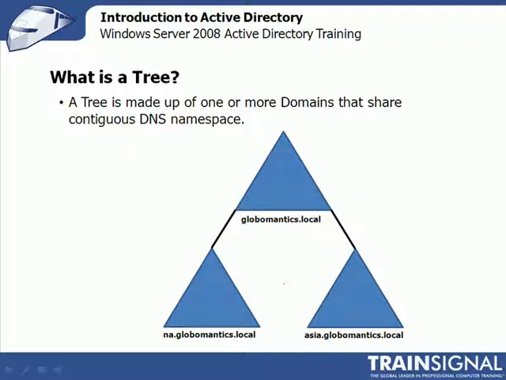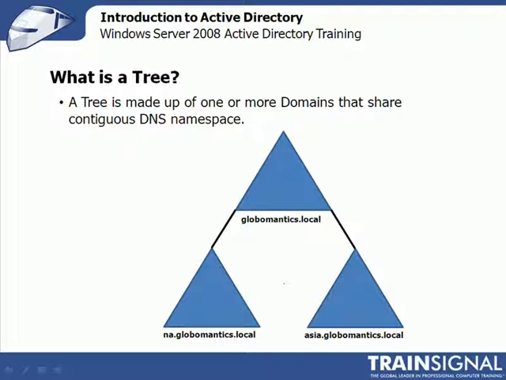So what is a tree? A tree is made up of one or more domains, but there is something specific about those domains, because you can just have a bunch of domains. They don't have to be part of a tree. What makes them part of a tree is that they share contiguous DNS namespace.